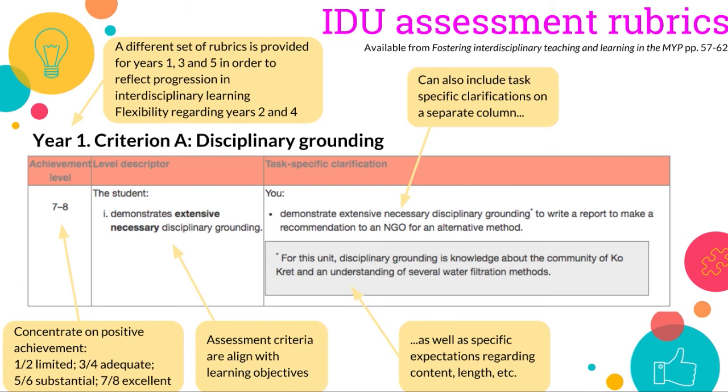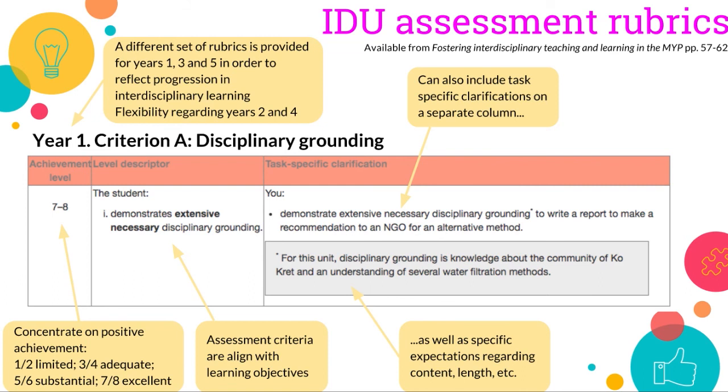When it comes to the level of achievement, the numbers concentrate on positive improvement. 1 and 2 means limited improvement. 3 and 4 means adequate. 5 and 6, substantial. And 7 and 8 means excellent. Notice that there's not really a failing grade, because IB is about progress, not about penalizing students.